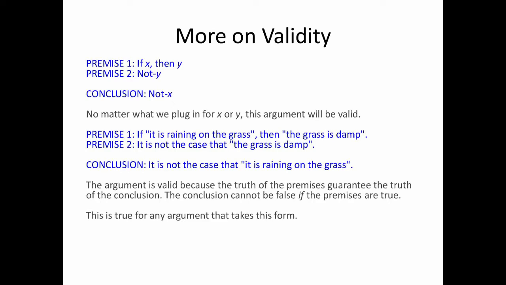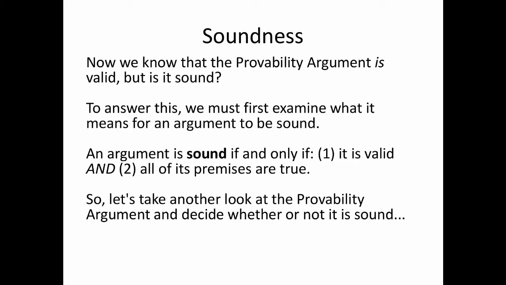Now we're getting to soundness. So what does soundness mean? Finally, you get the answer. Soundness basically means that, one, the argument is valid. That's the first requirement for soundness. You have to have a valid argument. Check, we've got that. And two, all of the premises have to be true.